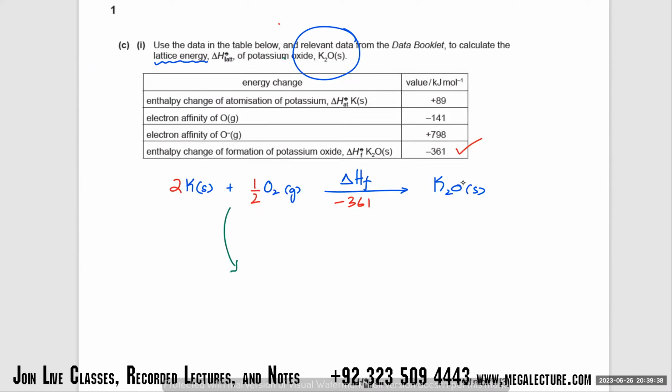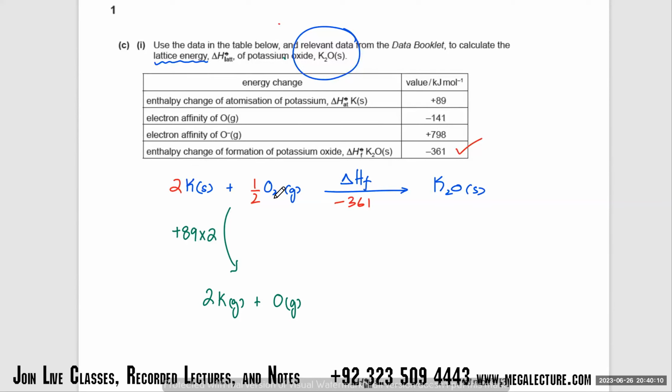So I'm going to do both atomizations, and so potassium turns into gas atoms, and oxygen also turns into gaseous atoms. So how would that happen? For that potassium solid to potassium gas, that is atomization, which is given over here. That's given as plus 89. So this is going to be plus 89 times 2 because there are 2 potassiums.